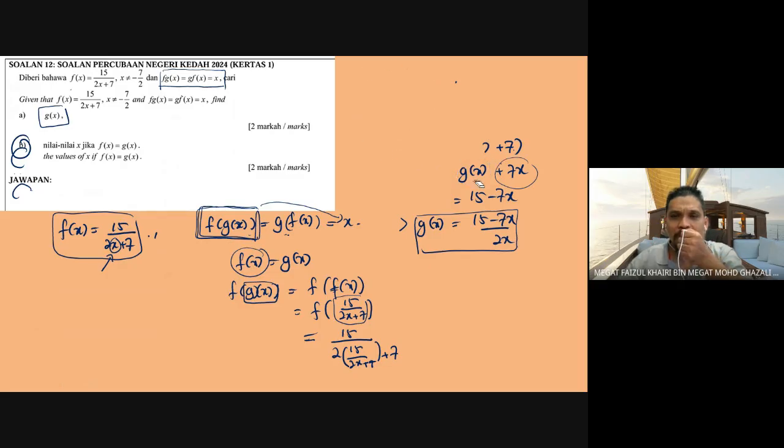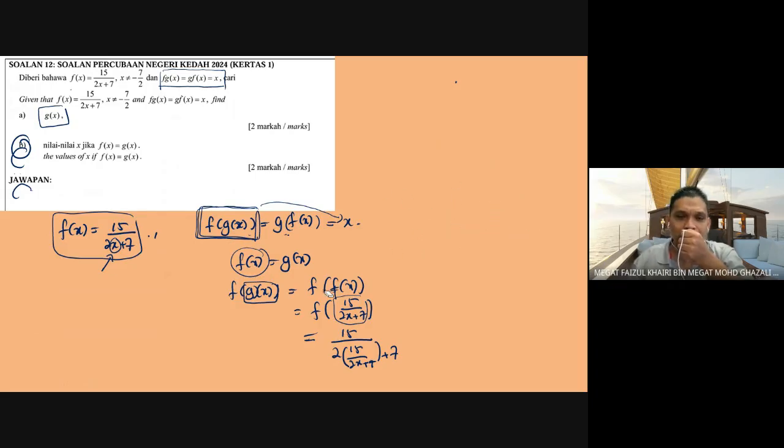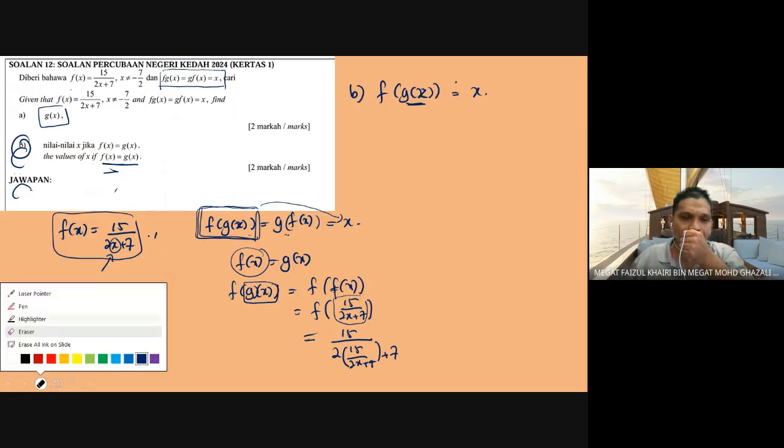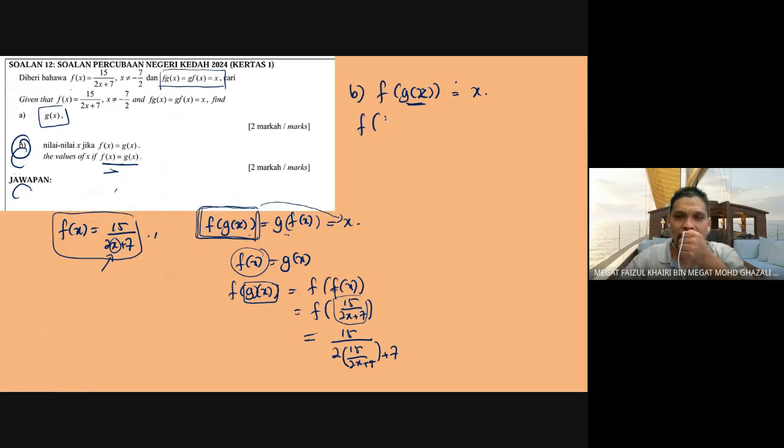So Kiki, for this question, A and B are two different stories. Okay, question B. f(x), f(g(x)), and it mentioned that if g(x) equals f(x), then f(g(x)) equals x. So it's just like a composite of f with the function itself.